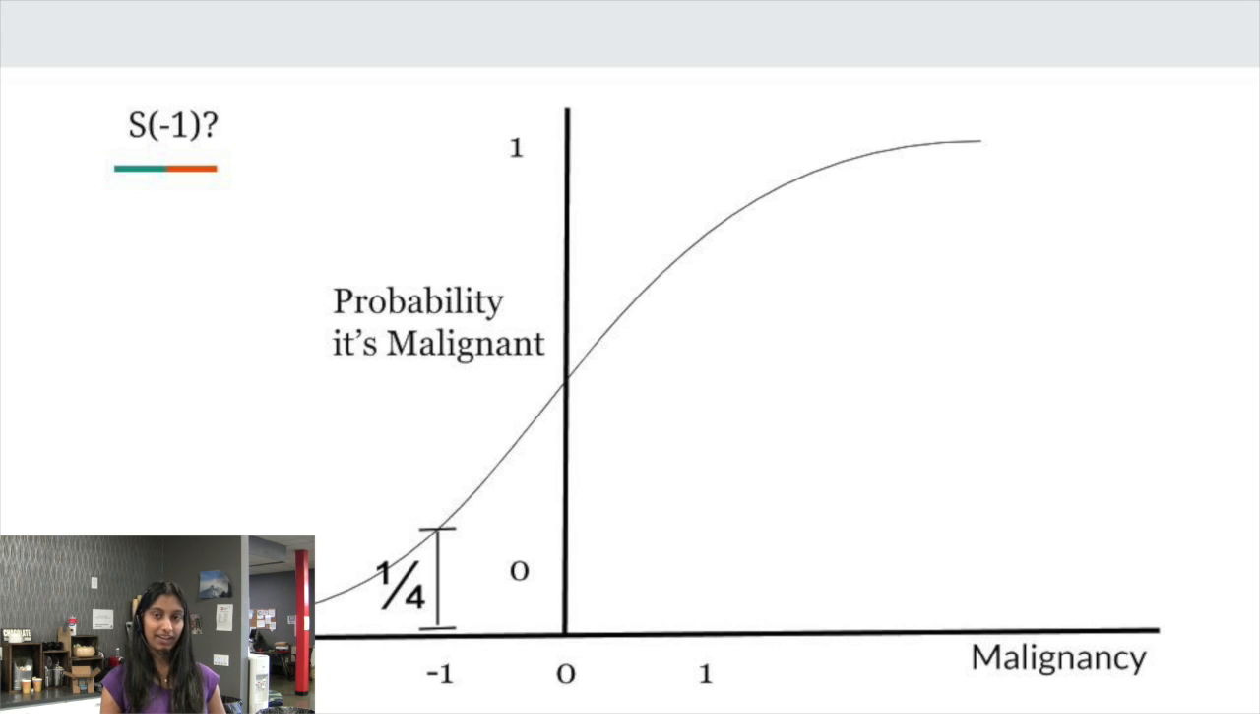If your tumor has negative size, which doesn't intuitively make sense, then it has a really low probability of being harmful.